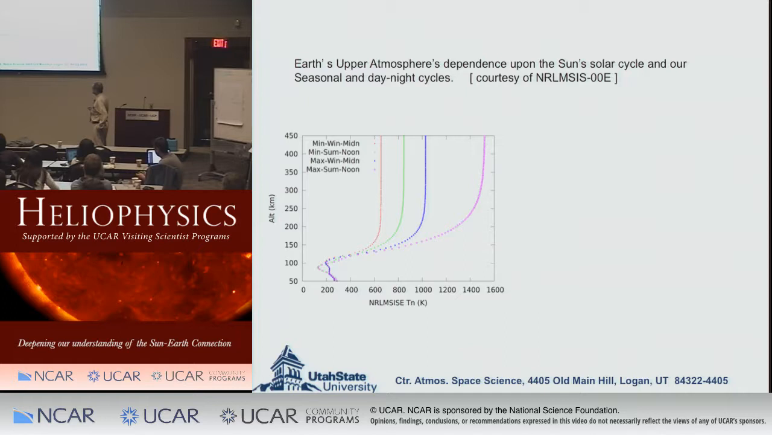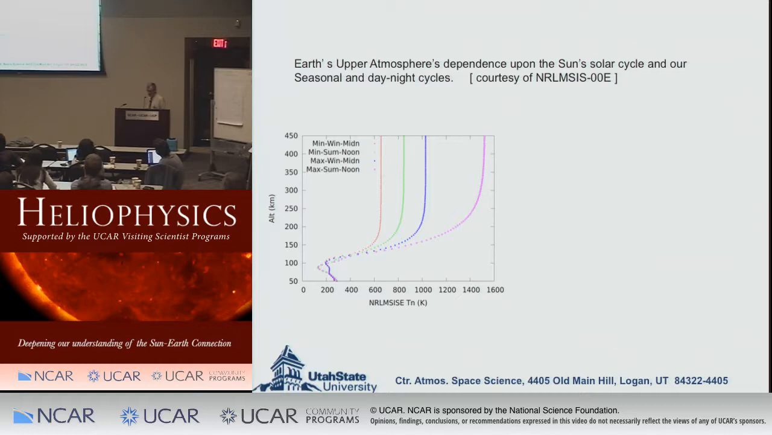Notice 120 kilometers, the region we're looking at. Beneath it, it's fairly constant. And of course, you will point out to me, wow, look at this, there's a big change. This is an atmospheric dynamic effect. It's not a solar cycle per se. It's a winter-summer effect of large-scale circulation in the mesosphere. But above that is where the solar cycle is effective.